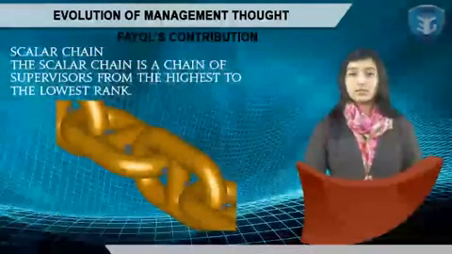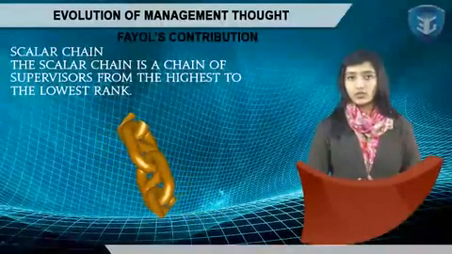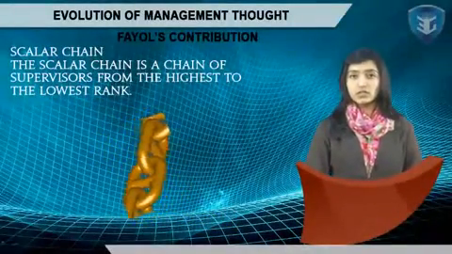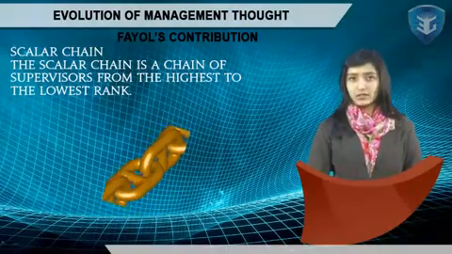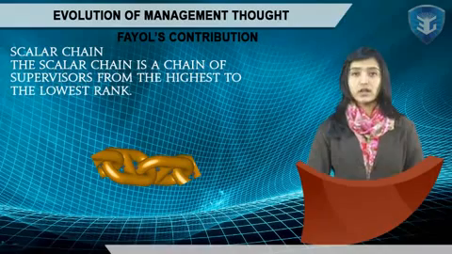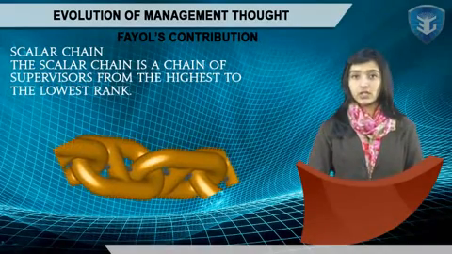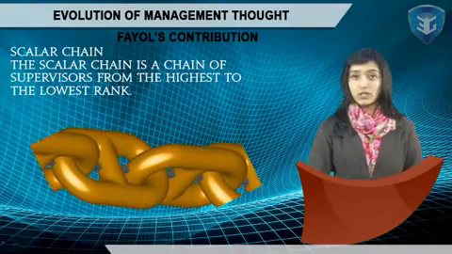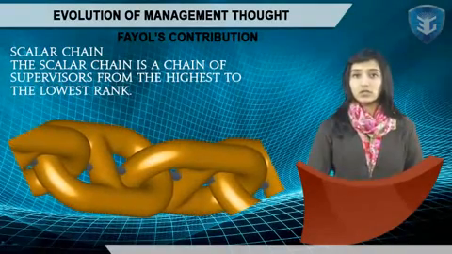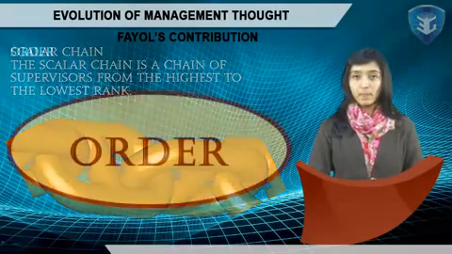Scalar chain. The scalar chain is a chain of supervisors from the highest to the lowest rank. It should not be short-circuited. An employee should feel the necessity to contact his superior through the scalar chain. The authority and responsibility is communicated through this scalar chain. Fayol defines the scalar chain as the chain of superiors ranging from the ultimate authority to the lowest rank.